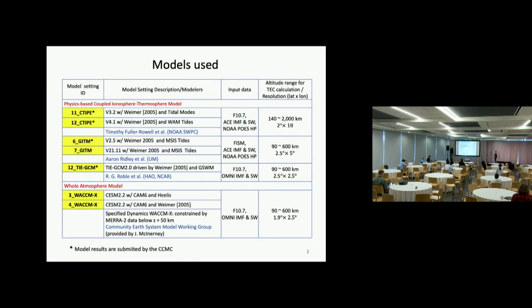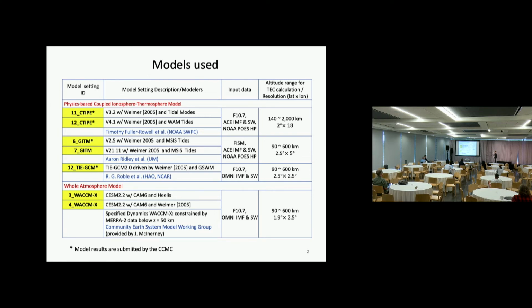So we used two simulations from CTIPe, one from an older version with tidal mode, and the other with a new version with tides from the WAM model. We also use two simulations from GITM, one from an older version with Ovation auroral precipitation, and the other an updated one with Fang's auroral precipitation.